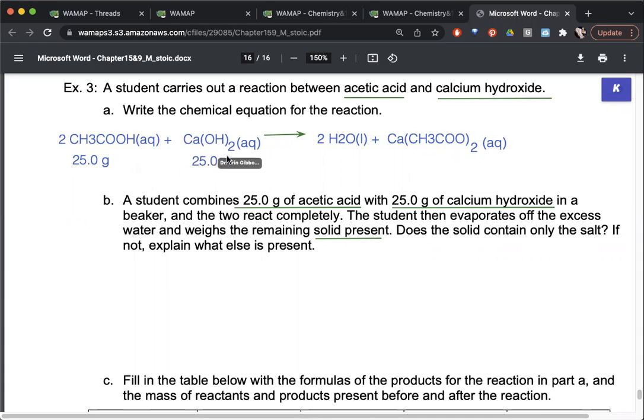Well, we're given 2 reactants. So the first thing I would do is run the limiting reactant problem and see how much we expect. So let me just suggest that. How many grams expected? How will we know if there's only salt?